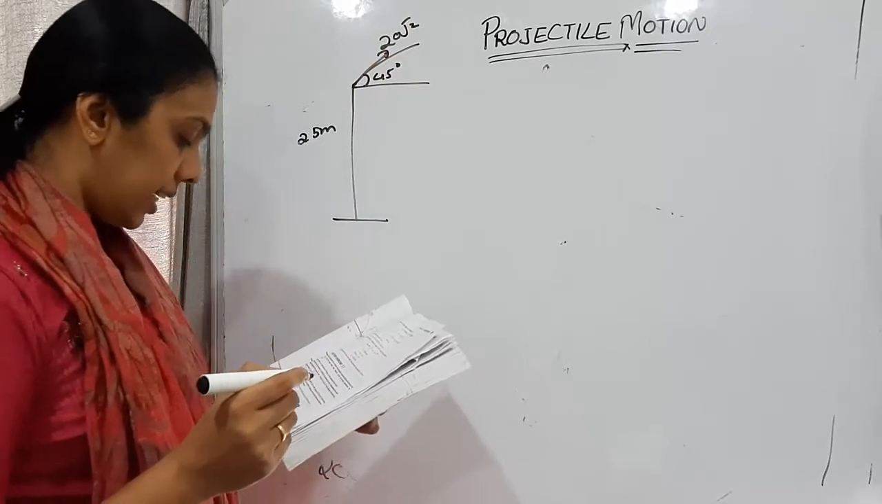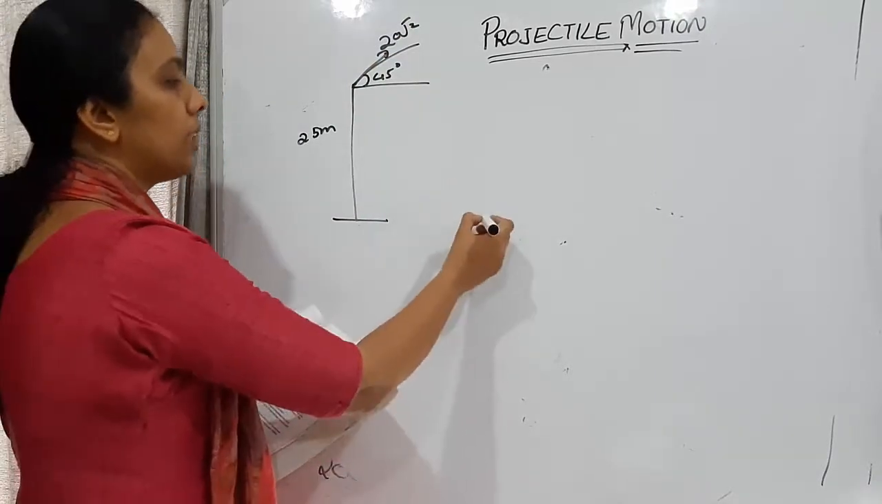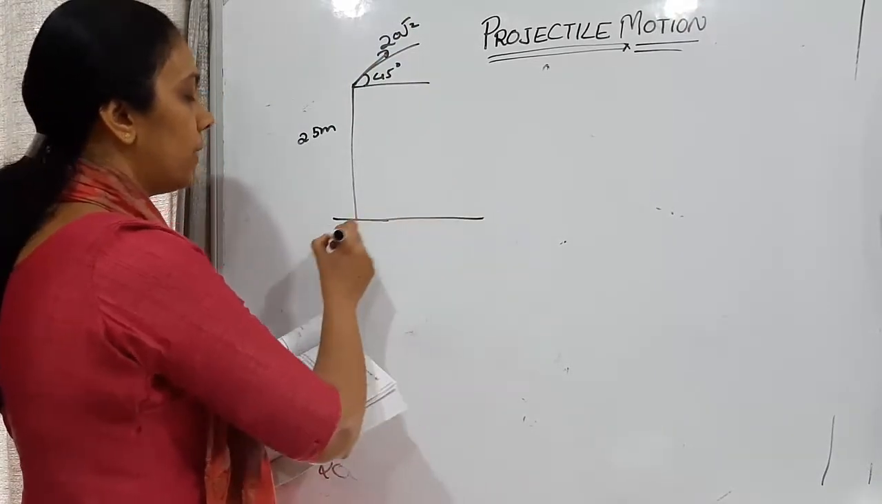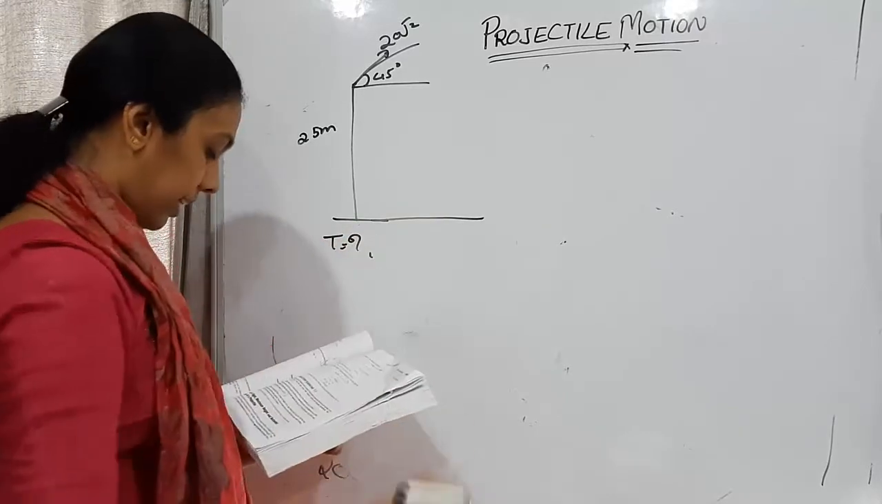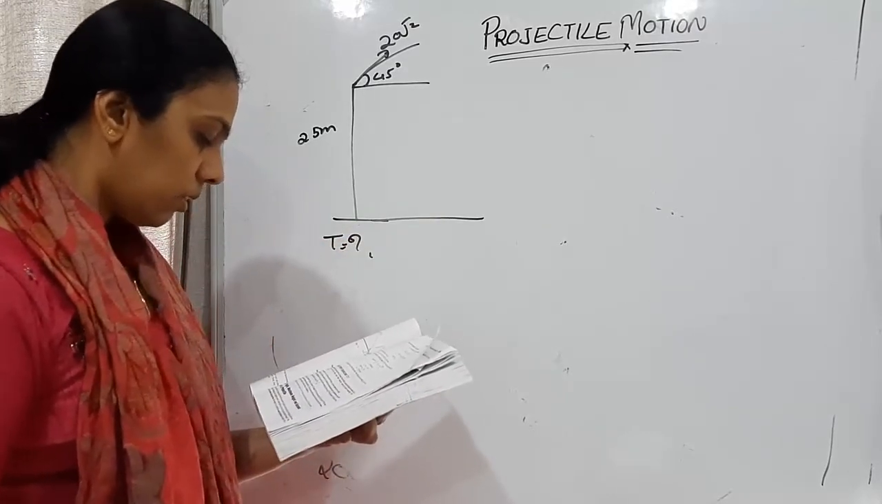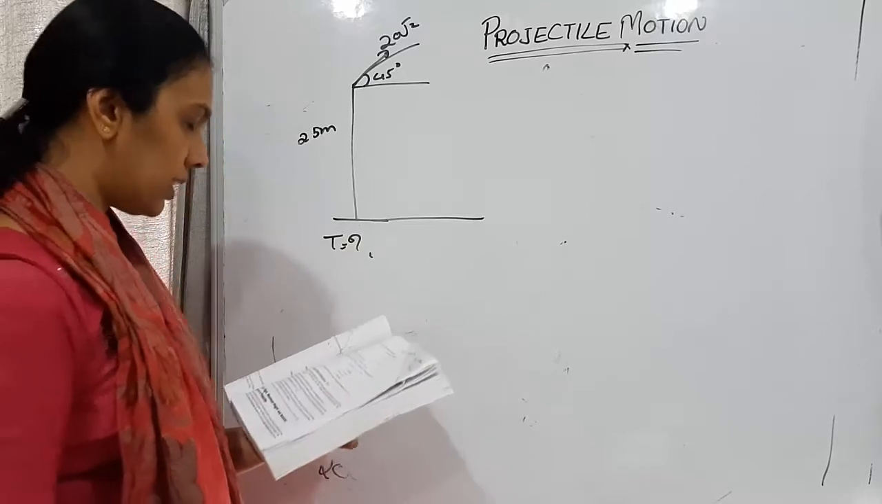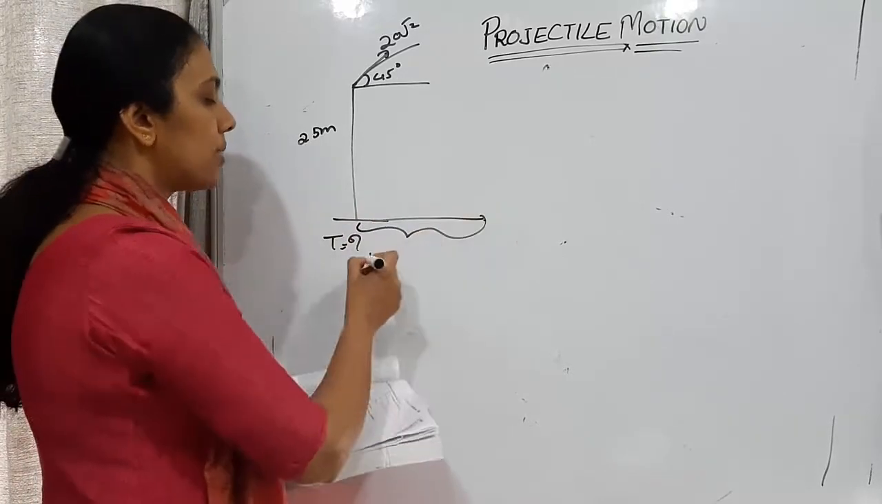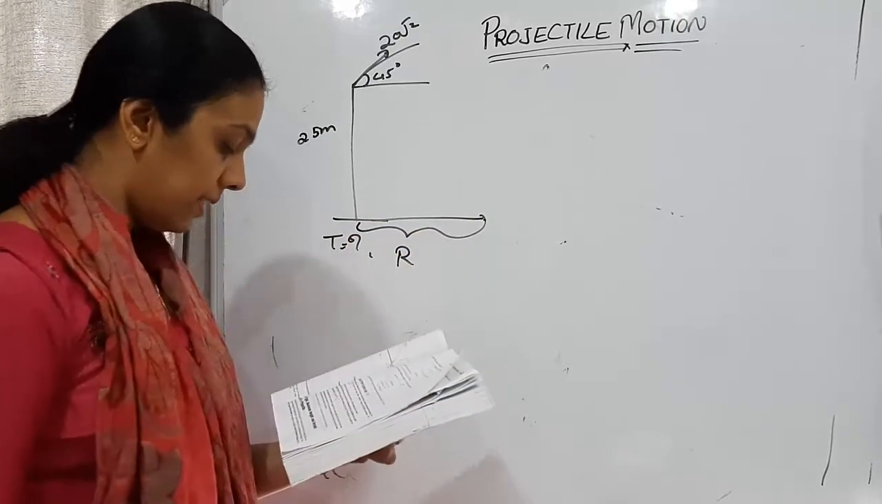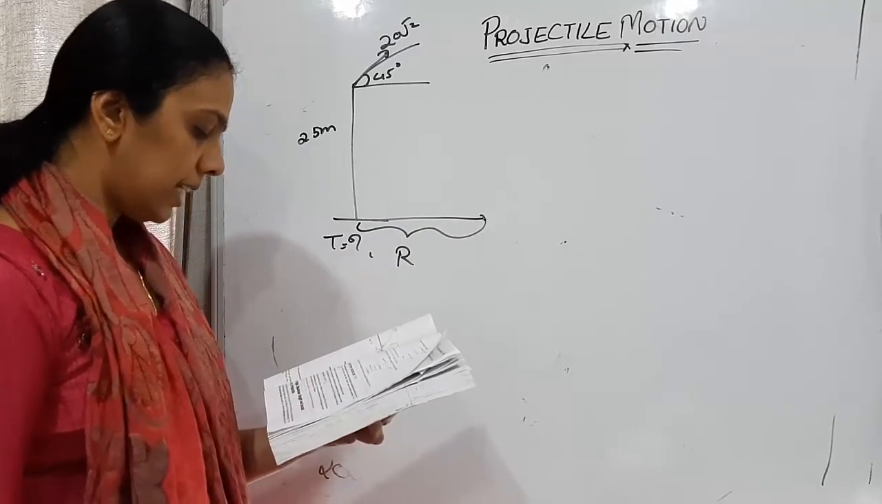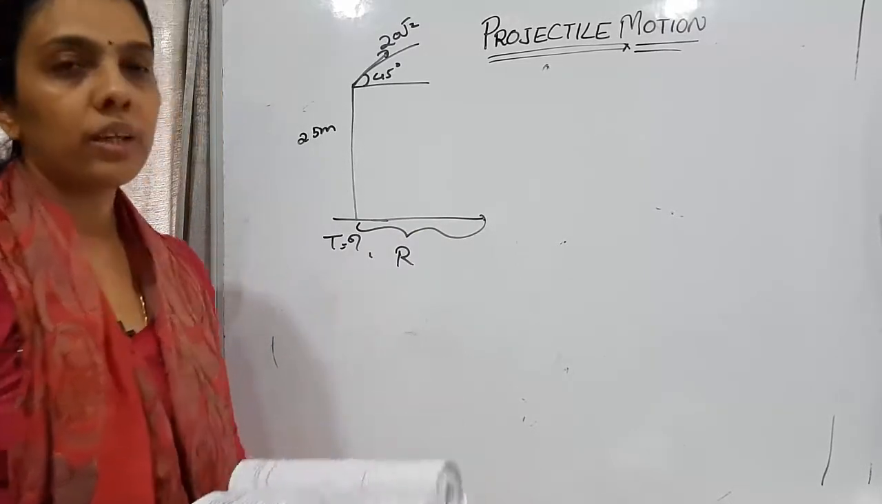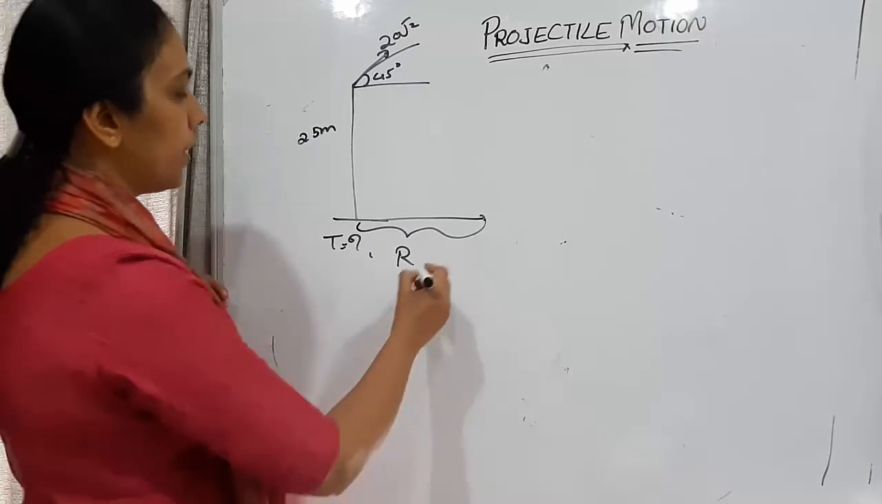Find the time when it strikes the ground. So the time required to strike the ground, we need to find out. Then the horizontal distance from the foot of the tower where it strikes, so this horizontal distance we need to consider, and also find the velocity at the time of collision. V, the final velocity, we also require.